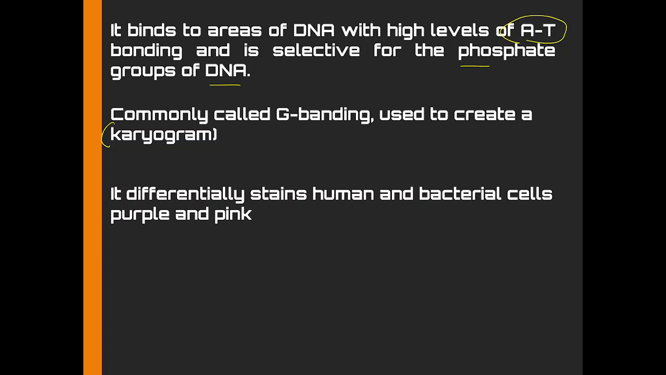As I said, this is a differential stain. If you stain, you can differentiate between kinds of infection, not only bacterial infections but other types of infections can be distinguished using the Giemsa stain. Like for human cells, it will appear purple in color, and for bacterial cells, where it mostly stains the cytoplasmic portion, it will appear pink in color.